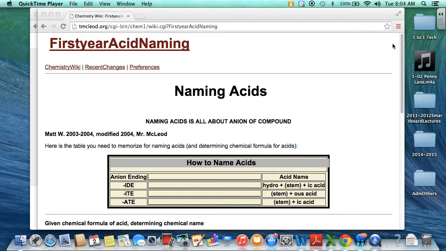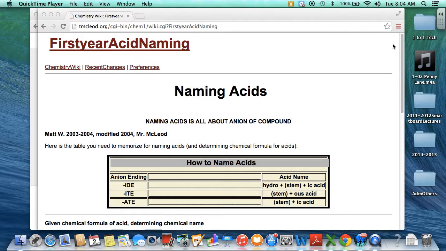There are some substances that are acids that you wouldn't think. But in this case, we're just doing basic naming of acids. And with naming of acids, it's all about the anion, to actually know it's an acid.